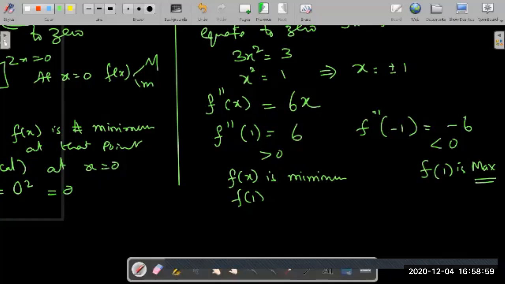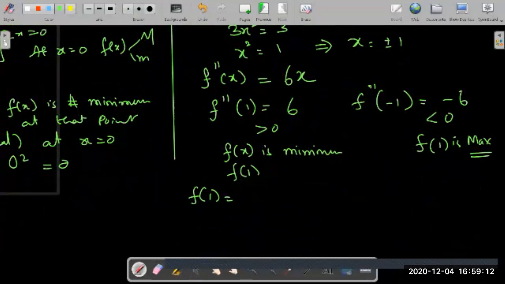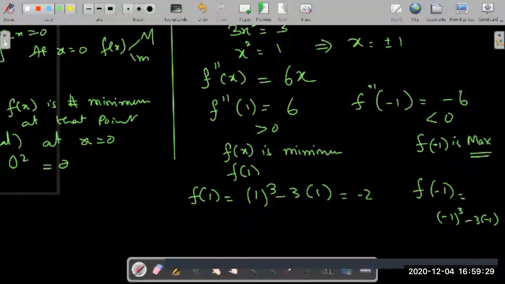So the minimum value will be f of 1. That means f of 1 equals x cubed minus 3x, which is 1 cubed minus 3 into 1. That's equal to minus 2. F of minus 1 is maximum. So f of minus 1 equals minus 1 whole cube minus 3 into minus 1. So that's minus 1 plus 3, which is 2. So done.